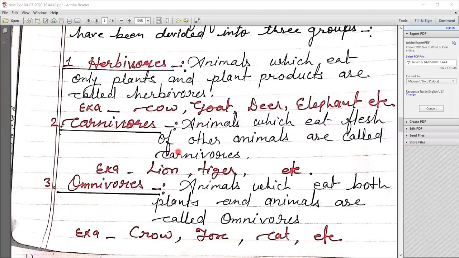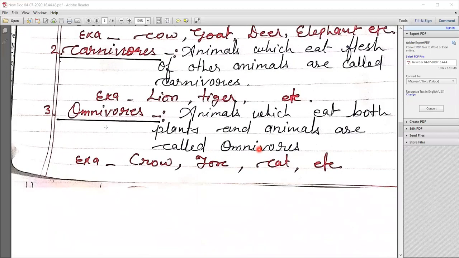The third one is omnivores. Animals which eat both plants and animals. Means which eat plants and plant products, and also eat the flesh of other animals. They are called omnivores. For example, crow, fox, cat, etc.